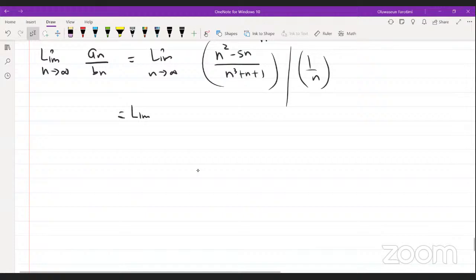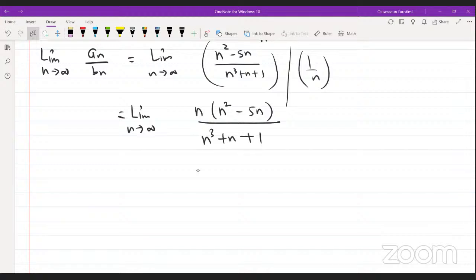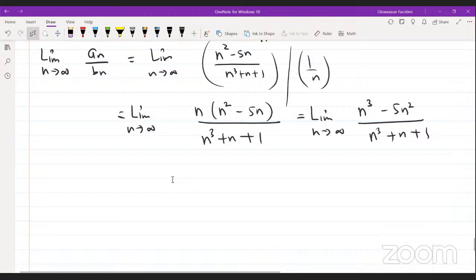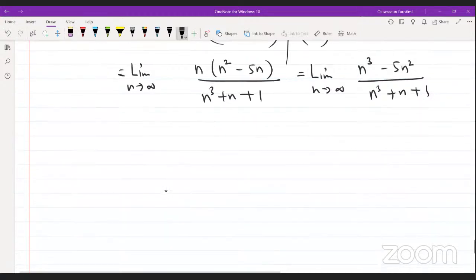This guy is the limit as n goes large. You've got an n right here: n squared minus 5n all over n cubed plus n plus 1. So what do I do? I can distribute the n on the top. I have n cubed minus 5n squared, all divided by n cubed plus n plus 1. Does it look interesting, guys? So you need to find this limit right now.